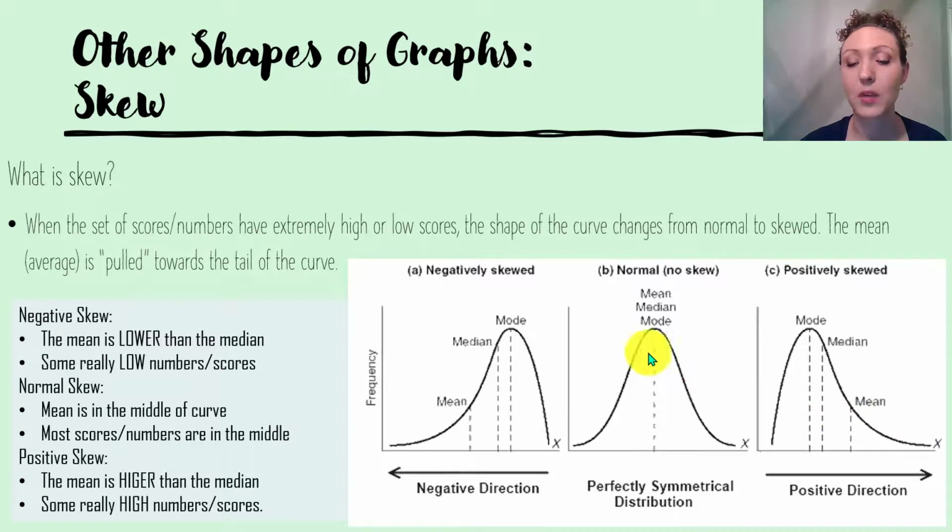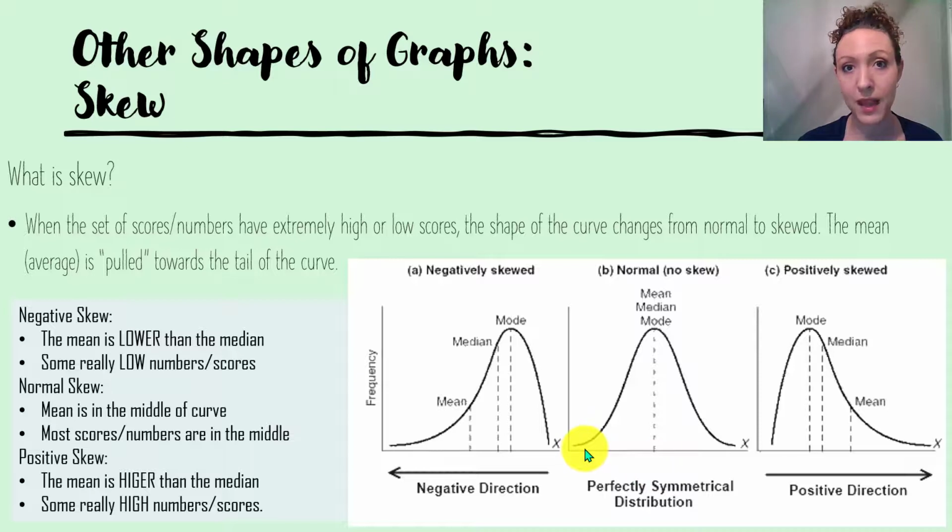And lastly, we can look at normal or no skew. And this is the type of skew that we've been dealing with so far. So this is where the mean, median, and mode are right in the middle. And that basically means that the majority of your scores or numbers are kind of all clustered together at one point, and they're kind of in the middle.